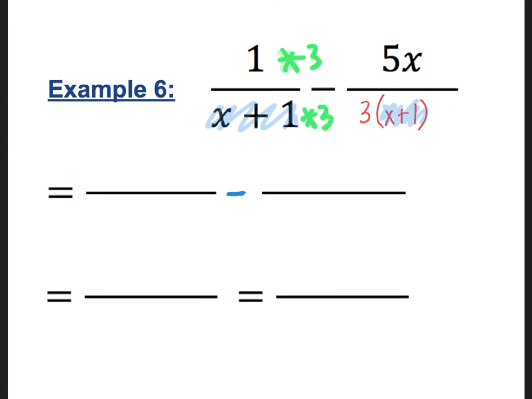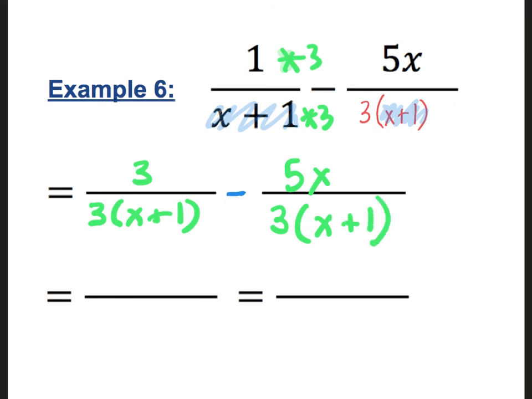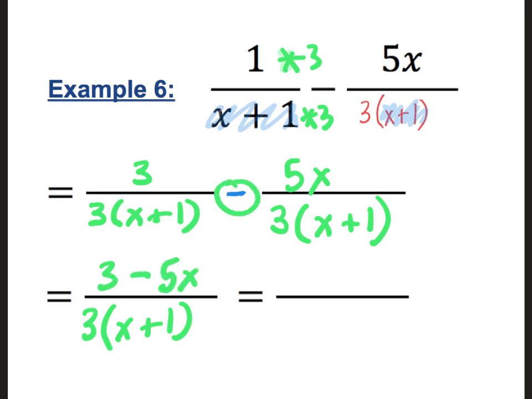When I do that, 3 times 1 gives me 3. On the bottom, you're just going to write the 3 up front, and then you have x plus 1. For my second term, we have minus 5x, and then we have 3 times x plus 1. From here, you can rewrite it so that it's one fraction. I'm still going to have 3 times x plus 1 on the bottom. I have 3, and then we have minus 5x. Remember, you would distribute that minus to whatever's on top.